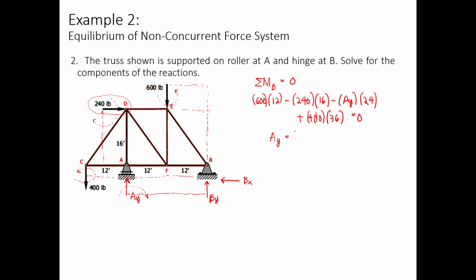So A sub y is equal to, again, you can use your calculator, given that you are providing the equation right before using the calculator. So the solution does not just magically appear.